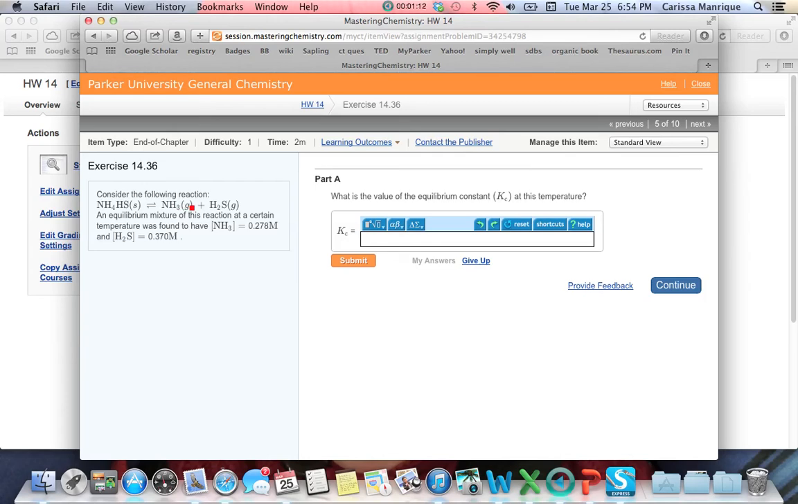And aqueous is different than liquid because aqueous means it's dissolved in water. Liquid means it's its own entity. You know, it's not dissolved in anything like it is a liquid. Okay, so let me show you this.